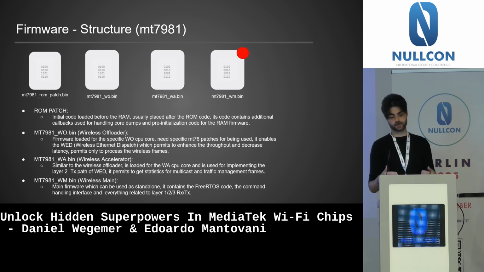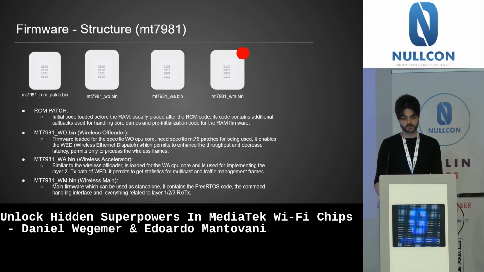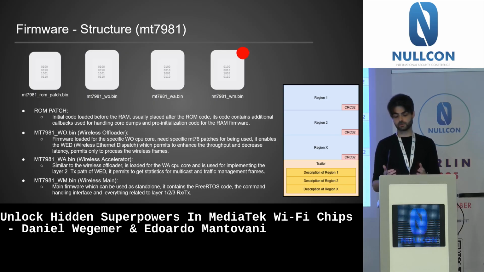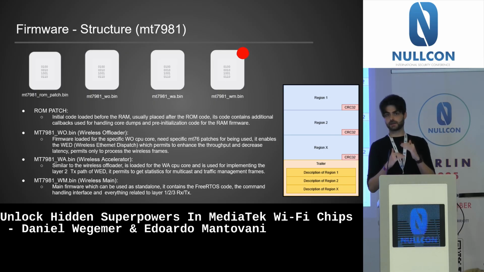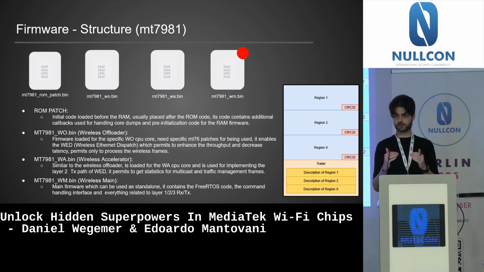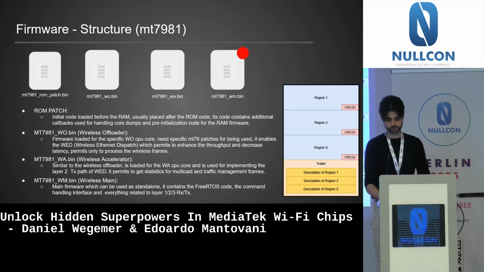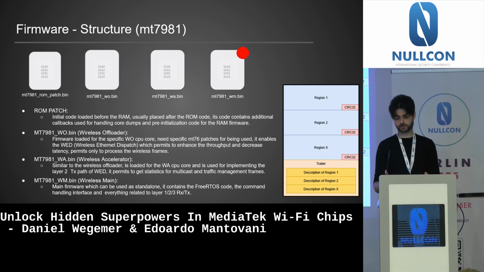And then it contains the command handling interface and everything related to the receive and transmit path of layers 1, 2 and 3, essentially. And if we want to talk about its format, essentially it has a trailer at the end, and the trailer is like a header. It contains the metadata of the regions, and a region essentially is a piece of code which is sent to the ROM for initializing the RAM firmware. And essentially you can find some metadata, so the data length, the flags of the regions, and the offset of the starting point of the region.